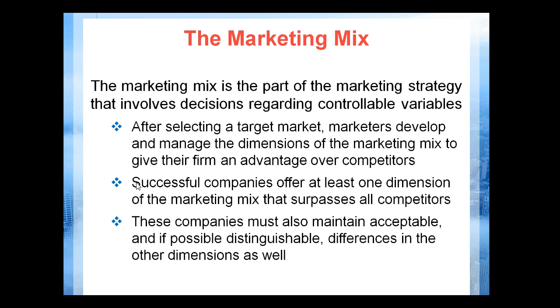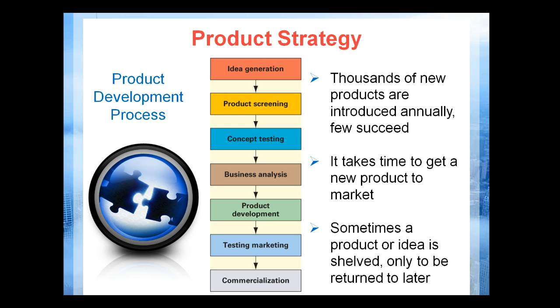And a marketer is going to have to determine which one is going to be that part of the mix that's very, very critical to it being successful. Companies are going to also maintain acceptable and distinguishable differences in the other dimensions as well. The main thing is knowing what part of the marketing mix is going to be most effective, but also being able to distinguish among the others and use them as you need them, as an important part of your strategy.